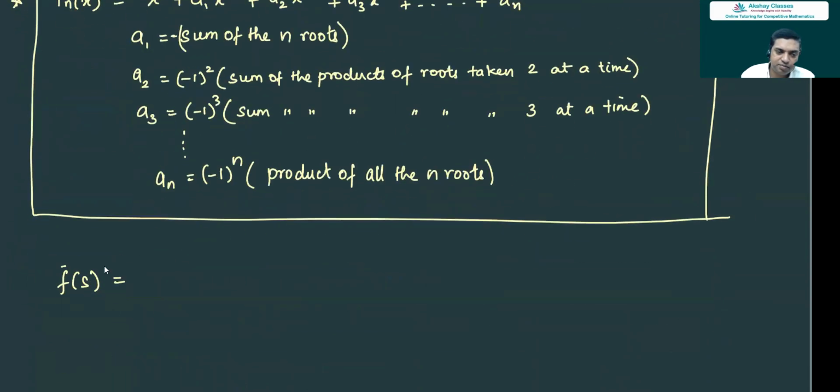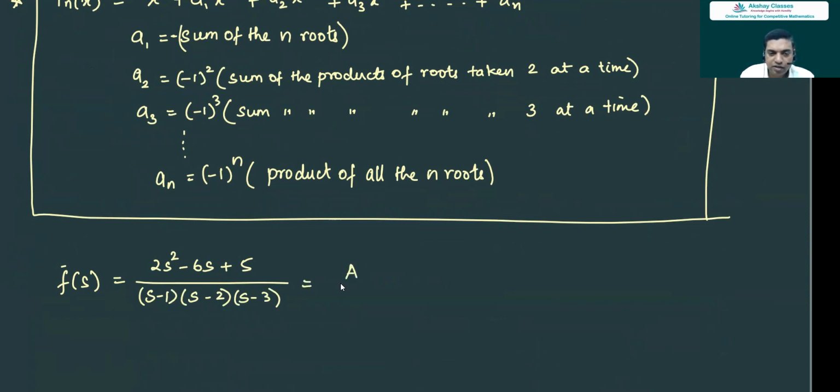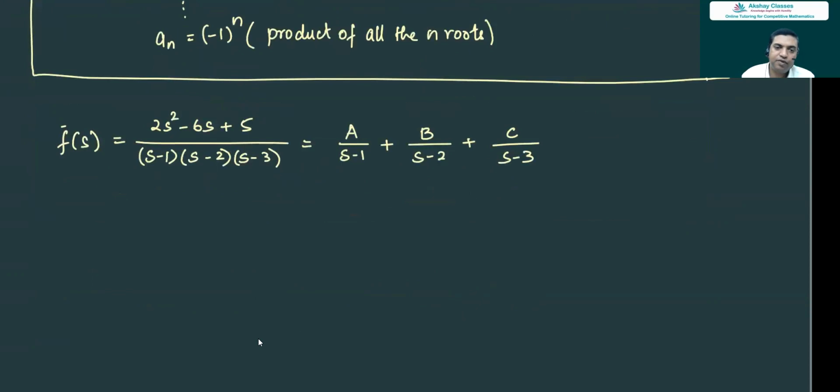2s square minus 6s plus 5 divided by s minus 1, s minus 2, s minus 3. So you get a by s minus 1 plus b upon s minus 2 plus c upon s minus 3, because all are linear factors. If they were not linear factors, then we'll have to consider otherwise.